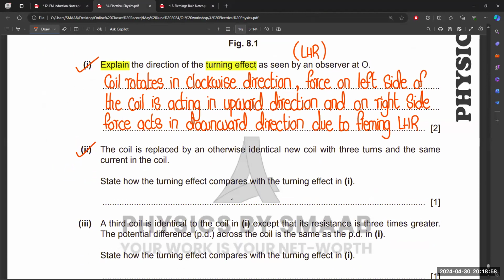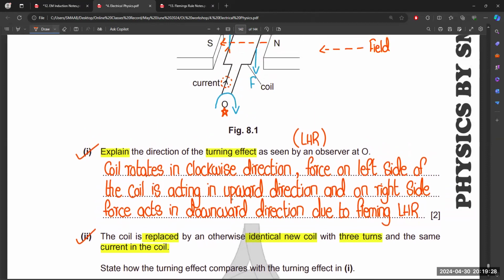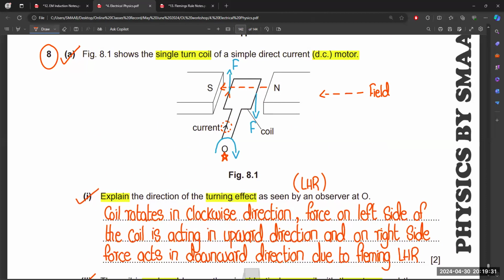In the second part, the coil is replaced by an otherwise identical new coil. So now we replace this coil and we have a new identical, same type of coil, but this time we have three turns. In the first coil, we have only one turn and same current. So when there is the same current in the coil and the same material, how does the turning effect compare with the turning effect in part one? You can see all the things are same, but this time we are using three turns of the coil.